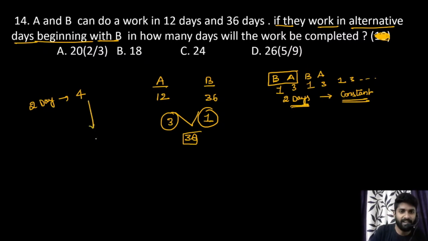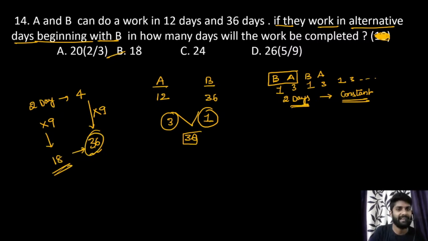Here my question: we need to complete 36 units. If you want to complete 36 units, 4 multiplied by 9 becomes 36, so the number is a multiple of 9. In the same way you should multiply by 9. 2 nines are 18. So the whole work is completed in 18 days. Means in total you get 9 cycles, guys.